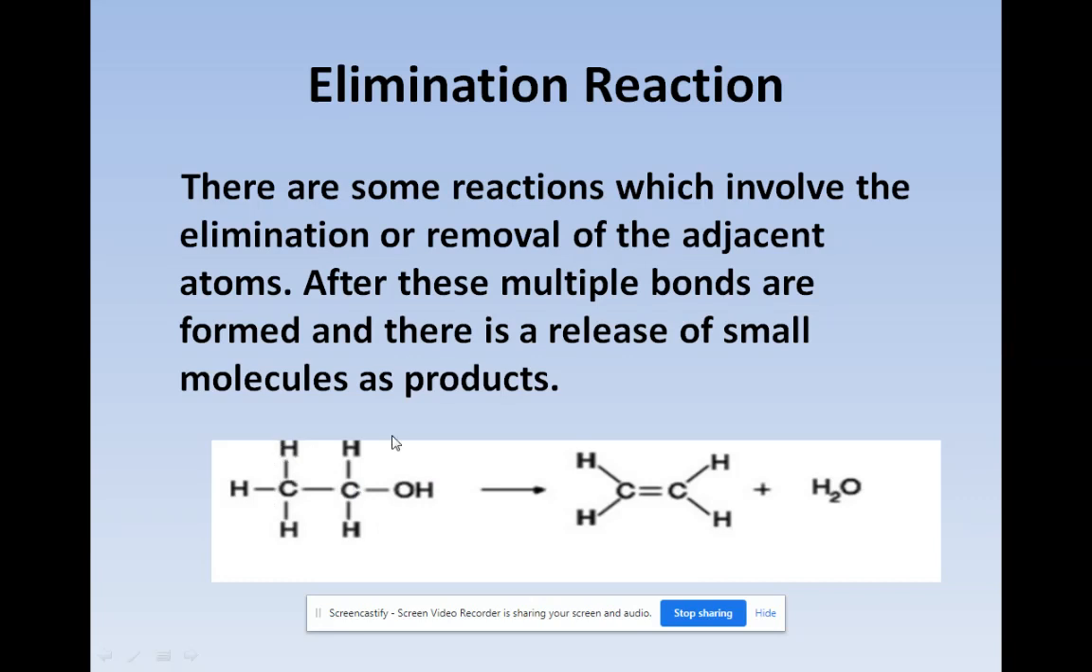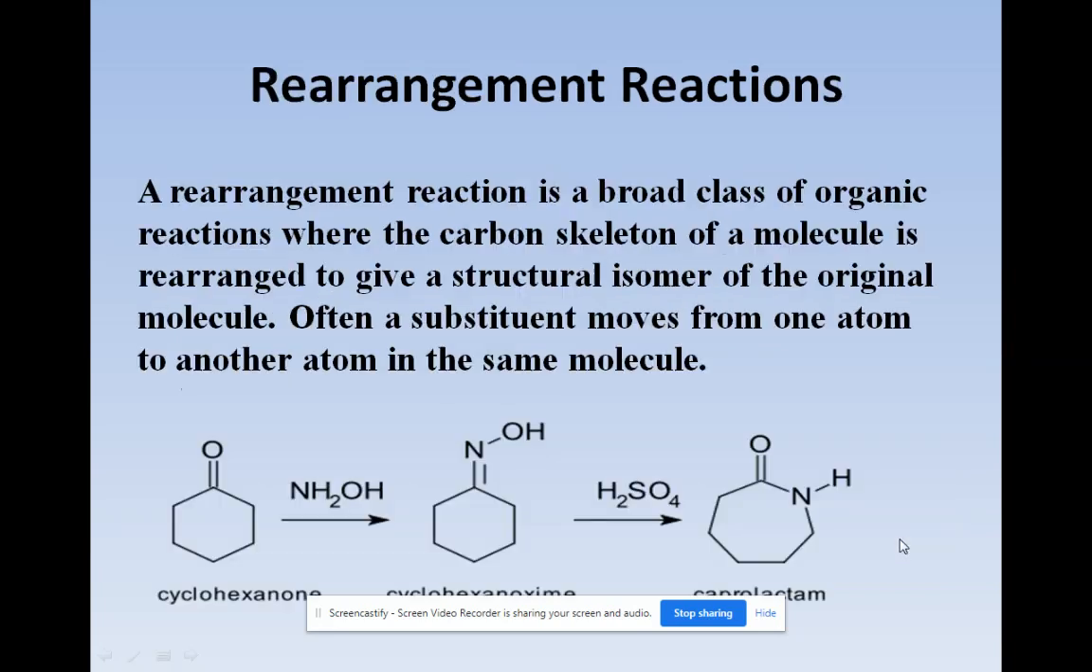Because of this, you find that the water molecule is removed, and the vacancies which are created because of the loss of hydrogen and OH on these two carbon atoms result in the formation of a double bond in your alcohol. So you get a product which is a double bonded molecule, and the water molecule is removed over here. Similar examples can be seen where different types of molecules are eliminated in reactions.